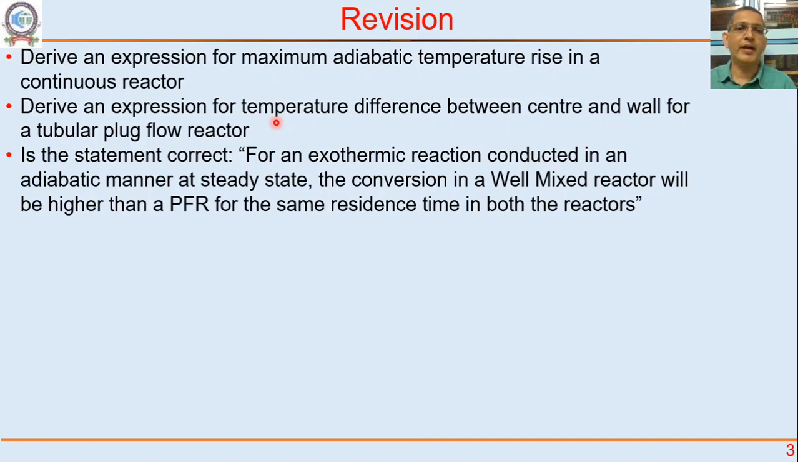Is the following statement correct? That's the next question. The statement is, for an exothermic reaction conducted in an adiabatic manner at steady state, the conversion in a well mixed reactor will be higher than a plug flow reactor for the same residence time in both the reactors. Think about whether this statement is correct or incorrect, and then once you decide, think about what the reasons are. Go back to the previous lecture, study that, do calculations, and then check whether this statement is correct or incorrect.